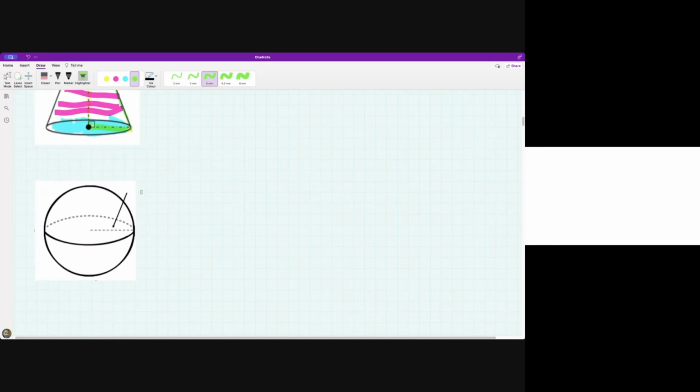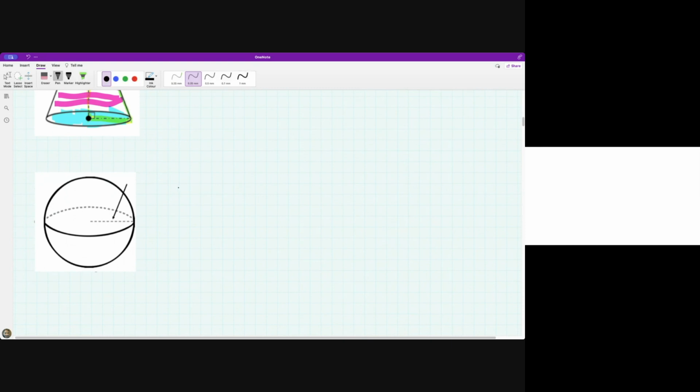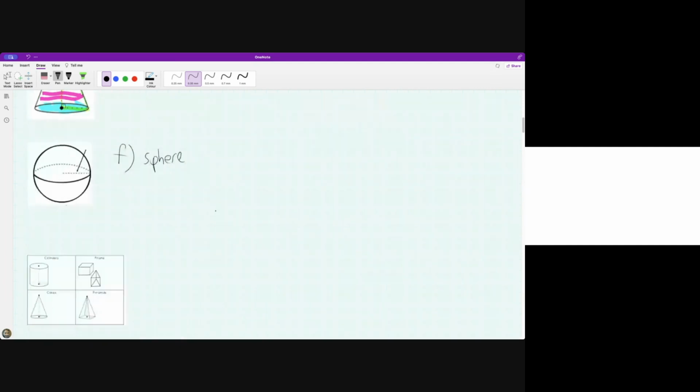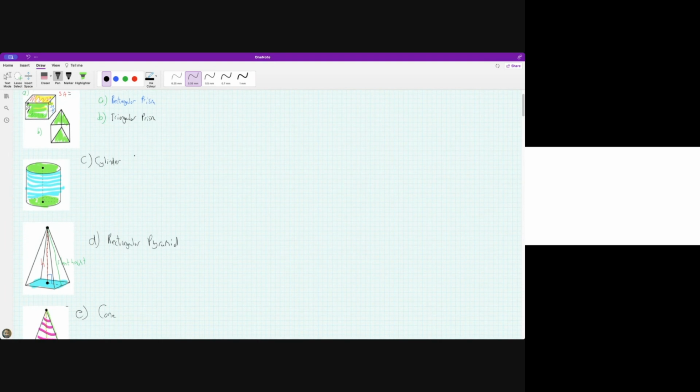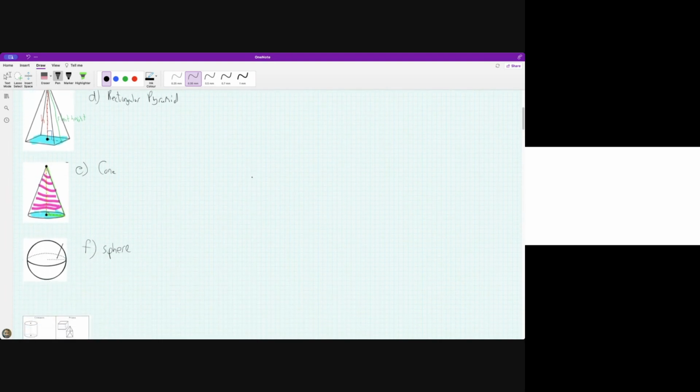And then the last one that we need to be aware of in grade 11, what is this shape? So that is a sphere. Okay, so in grade 11 measurement, we need to know what these shapes are. So let's have a look. We've got the prisms, the cylinder, the pyramids, the cones, and the spheres.